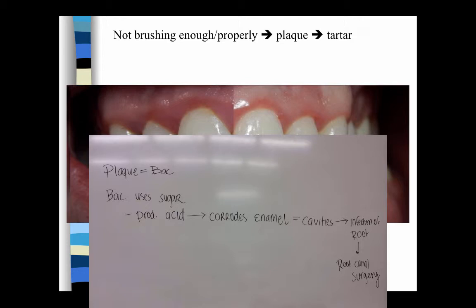When you break down sugar, once you're done breaking it down, you poop. Bacteria do something similar. They produce a waste product. They actually produce acid after they eat the sugar, and the acid starts wearing away or corroding your enamel.